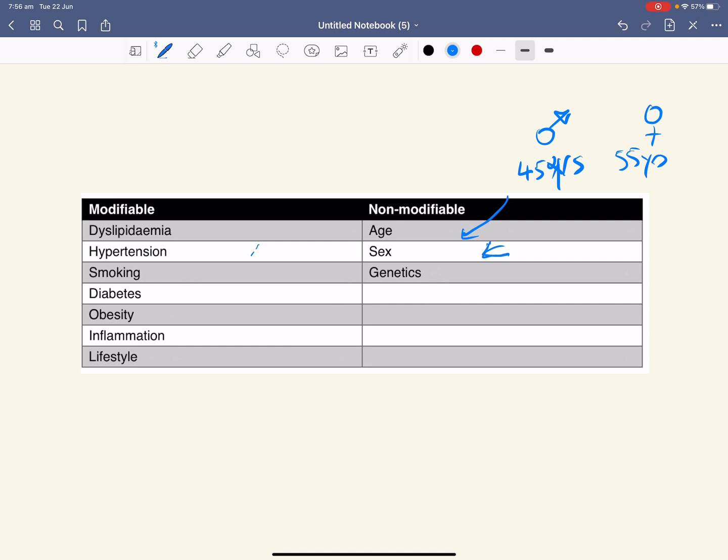Now, sex, meaning biological sex. In males, it seems to be driven by testosterone. Testosterone seems to have an effect on lipids and on hypertension.